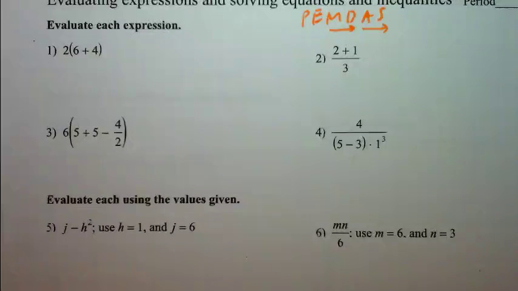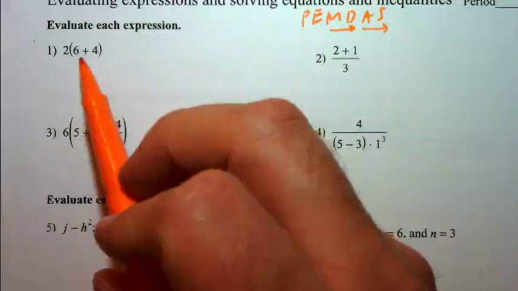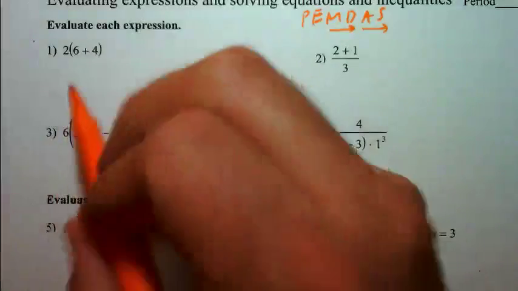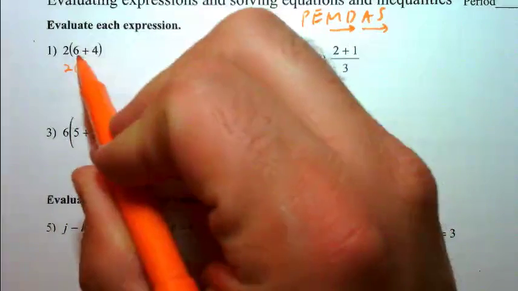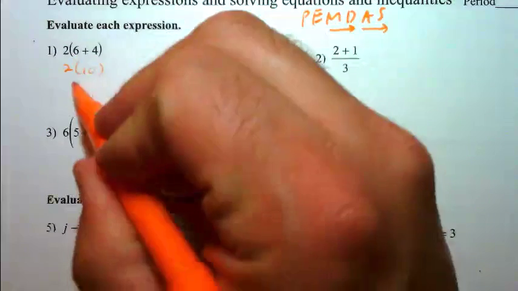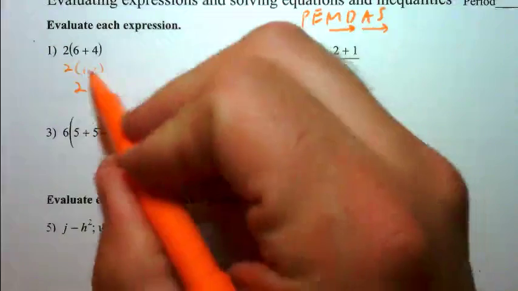So on this one, take out those parentheses first. Inside the parentheses we have addition. So 2, it's going to still stay on the outside, but then we have 6 plus 4, which gives us 10, and 2 times 10 is 20, and 20 is our final answer.